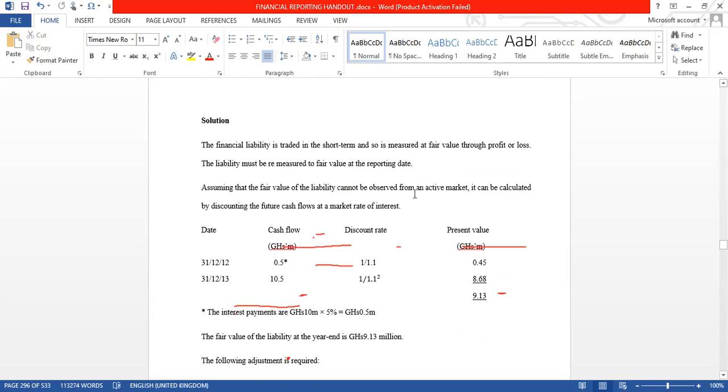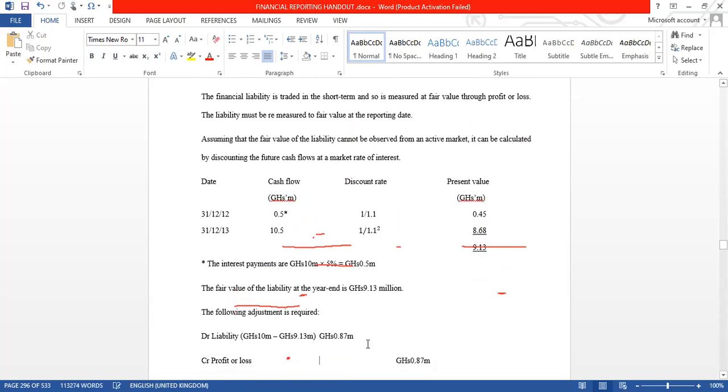This interest payment that you see is 5% times the principal. So that is the interest. Okay, so you go through your interest to end up with this. So what is going to happen is that you now have to do this measurement. You take 10,000. This is the new value. You have this, and so you have to debit your liability and credit your profit and loss.